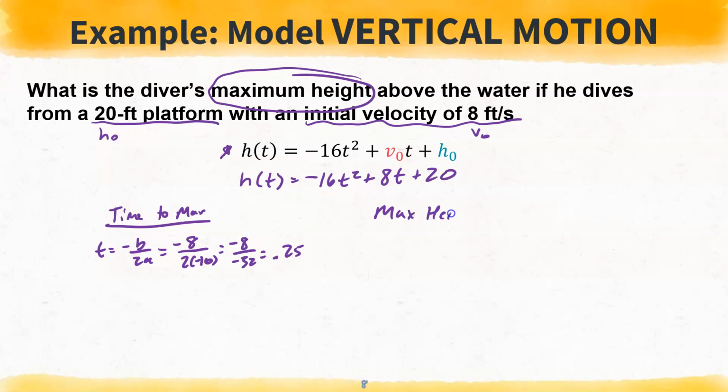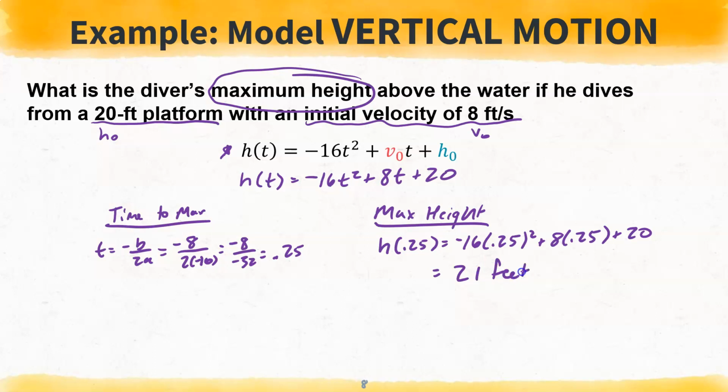And then in order to find the maximum height, you need to take that and plug it back into the original problem. Negative 16 times 0.25 squared plus 8 times 0.25 plus 20 is what you should have typed into your calculator, and I got 21 feet. Okay, so this time the diver went 21 feet in the air.